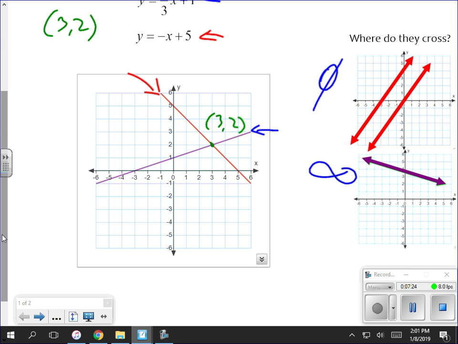So the big thing we're looking at here is solving by graphing. You have 2 equations. You graph one, graph the other. Where do they cross? That's the main thing. Sometimes they don't cross. Sometimes they don't touch at all. Sometimes they touch everywhere. Usually they cross at one point. This is usually what happens.